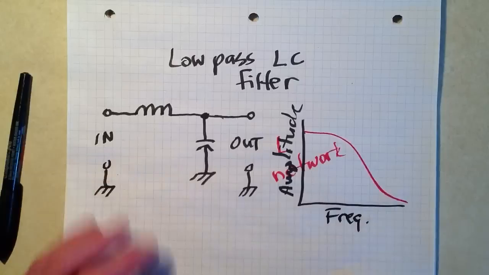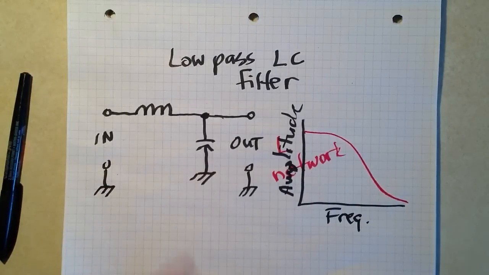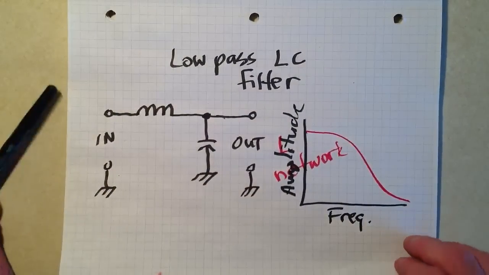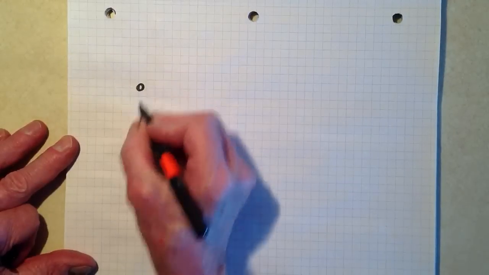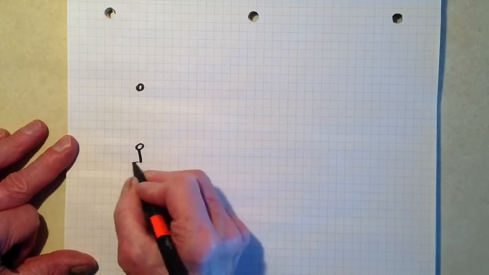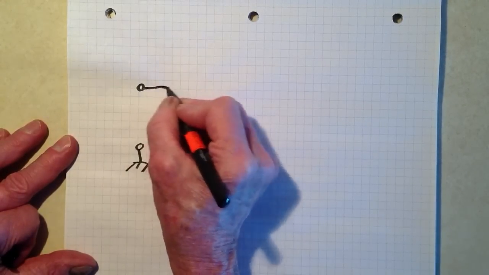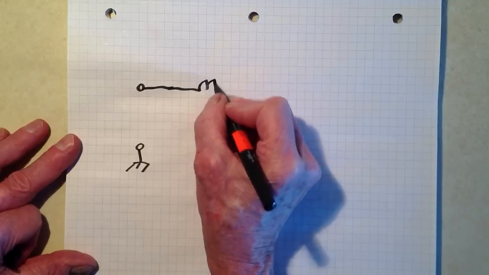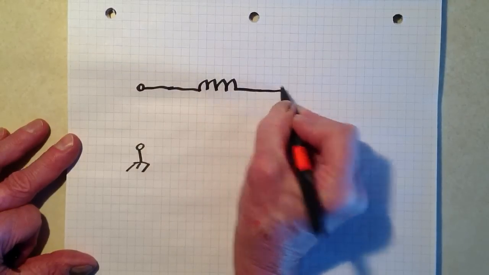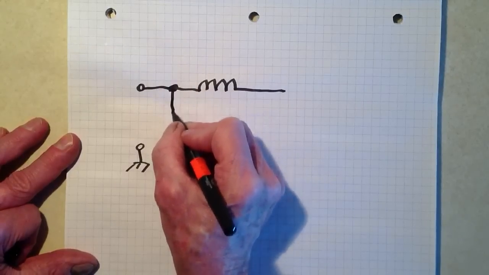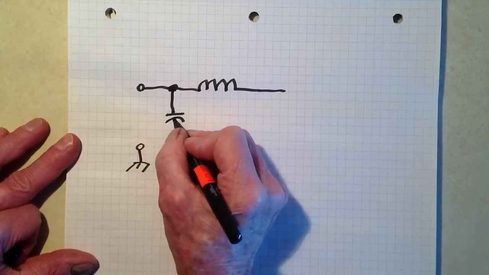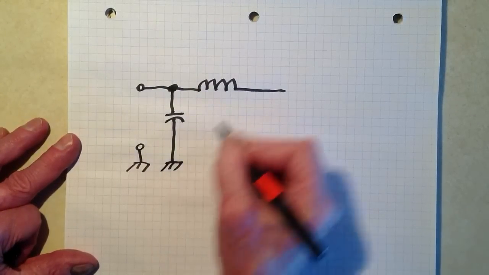Gradual roll-off or decline like that. Well, oh, that's cool. That's an L network. Well, we can take that same circuit, that same L network, and add another capacitor here in front of the inductor.